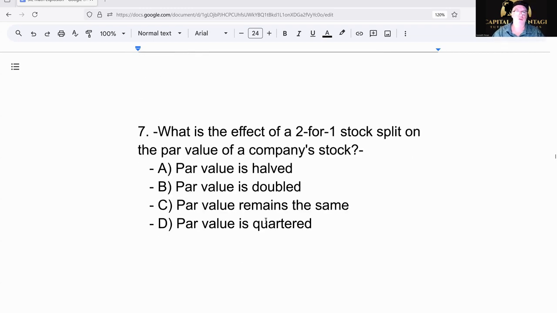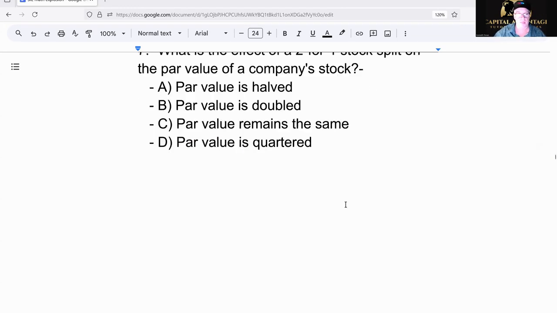What is the effect of the 2-for-1 stock split? So the par value will change. Since it's a 2-for-1, you divide. Since you're going to talk about the par value, that's a price. Always remember, you multiply the shares, divide the price. So the price, the par value, is going to get halved. So 2 divided by 1 is 2. So you're going to multiply. You're going to have more shares worth less.